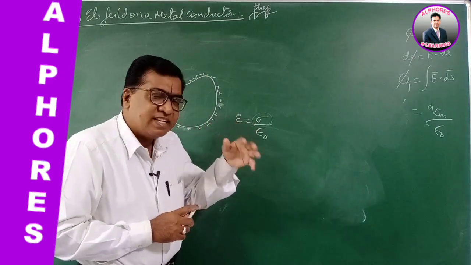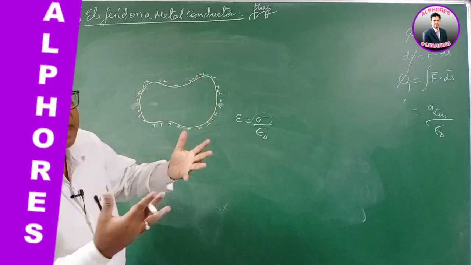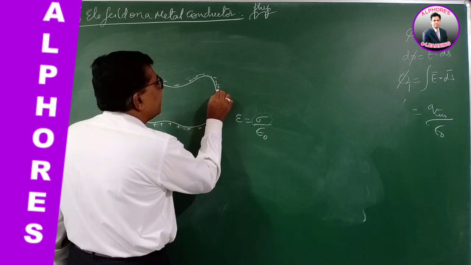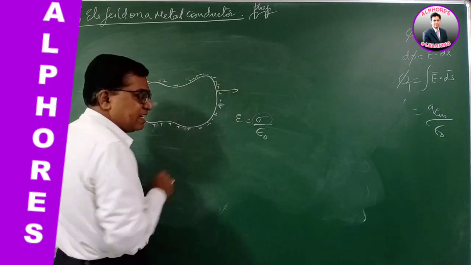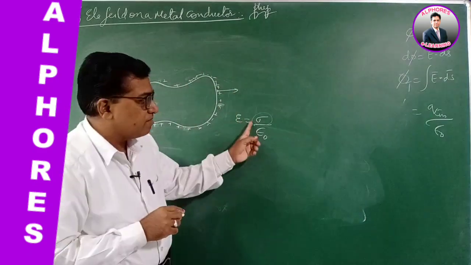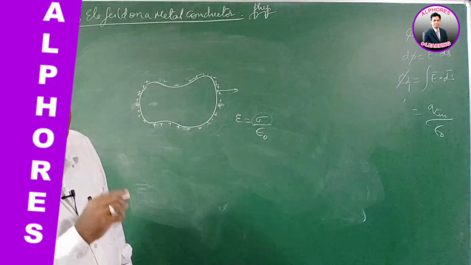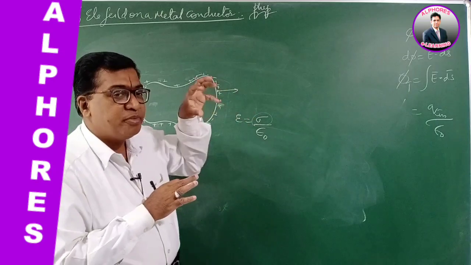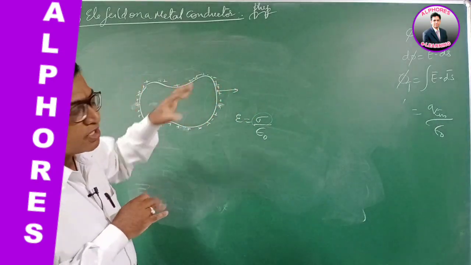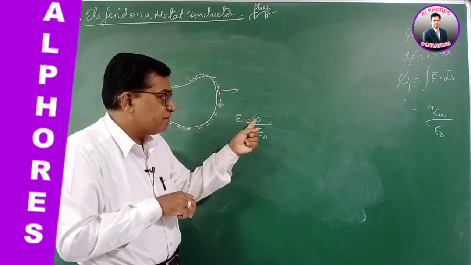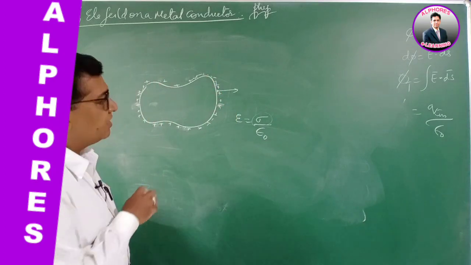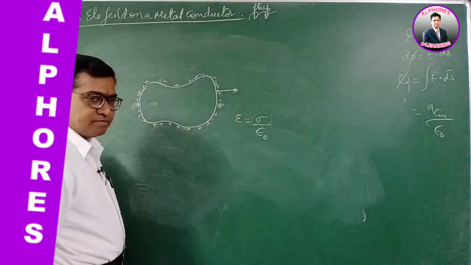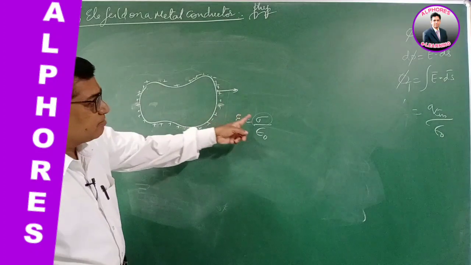If the surface charge density is very high, the charge existing per unit area is more, then the electric field at the nearest point to the conductor is always sigma by epsilon naught, independent of the shape and size. But the condition is that the amount of charge should be more, the surface charge density should be more. Then the electric field at the nearest point is always sigma by epsilon naught.